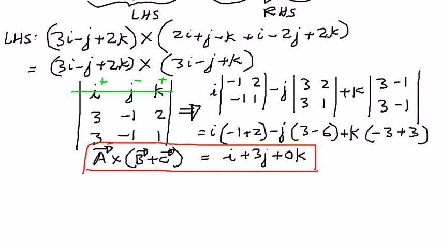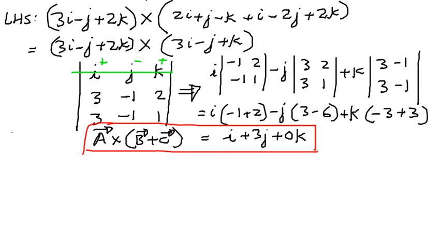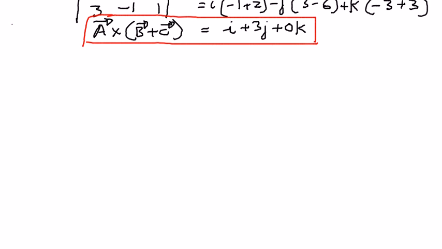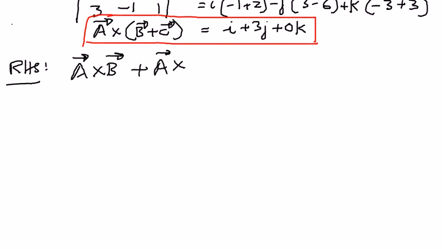We will now take the right hand side and see if we can come up with the same answer. The right hand side of the expression is given to us as this: vector A cross vector B plus vector A cross vector C, like that, right?